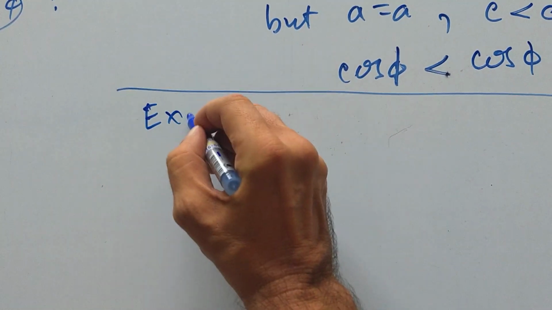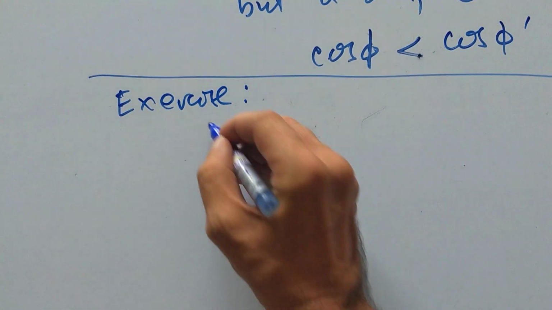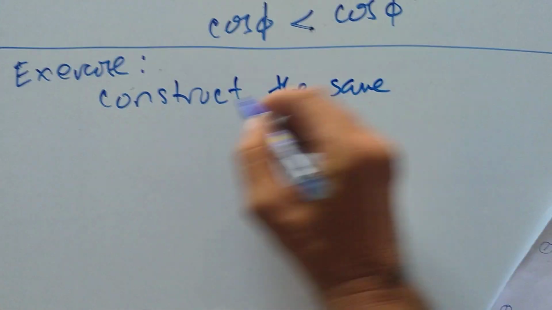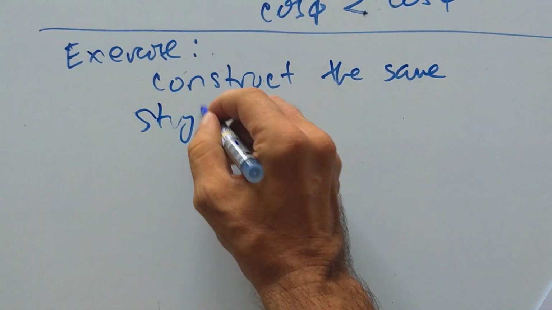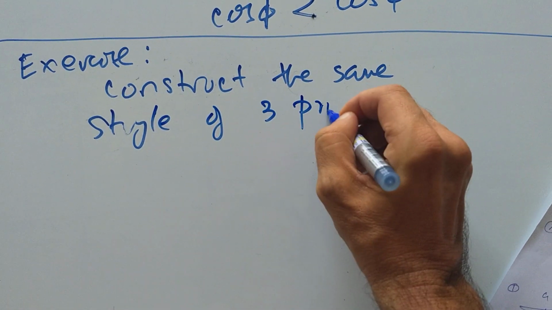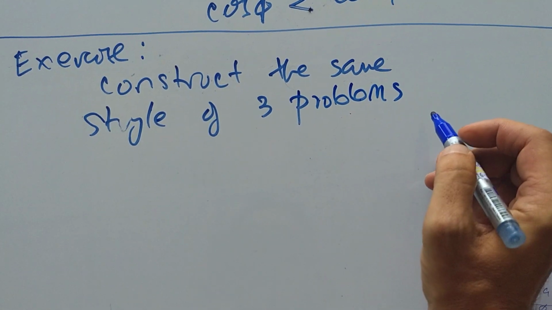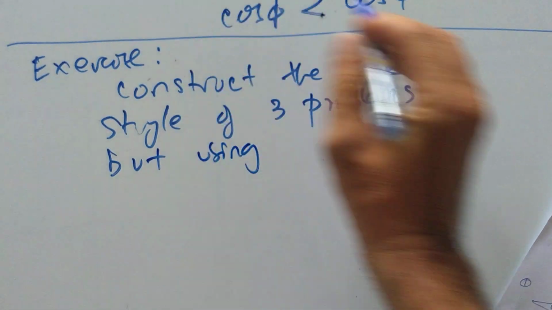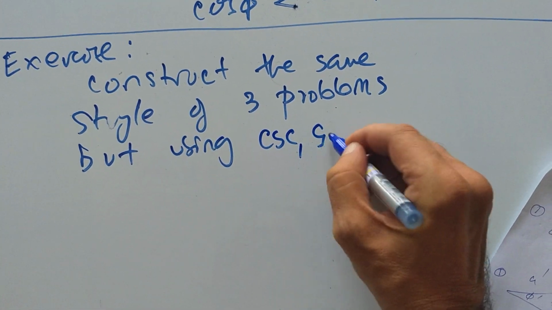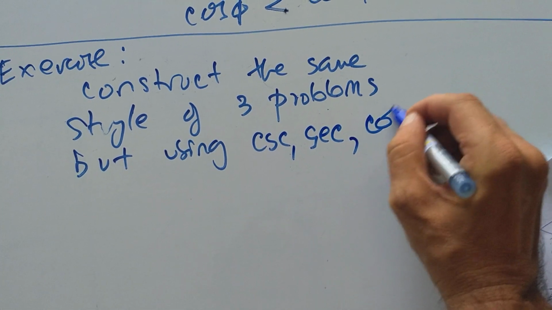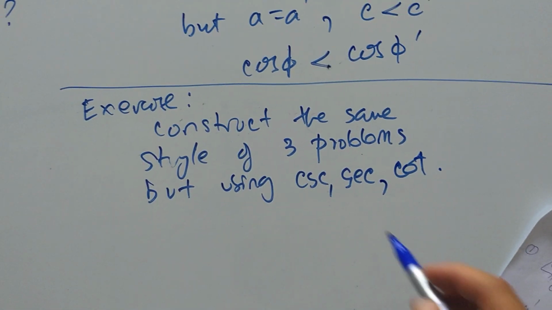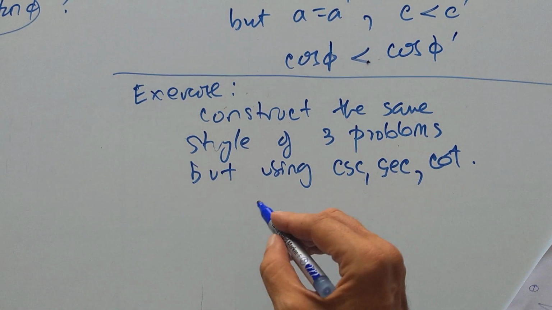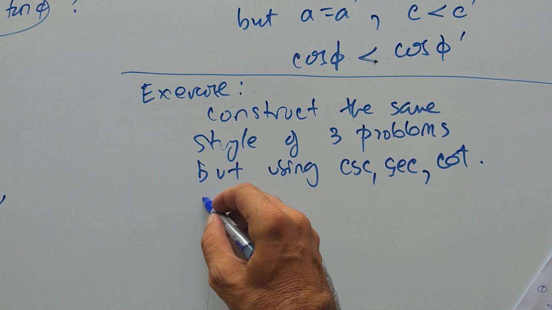Okay, here's an exercise. You're going to construct the same style of three problems, like I just did, but I want the problems to involve cosecant, secant, and cotangent. Same idea, but cosecant, secant, cotangent instead of sine, cosine, tangent. You construct these problems and then you solve them.